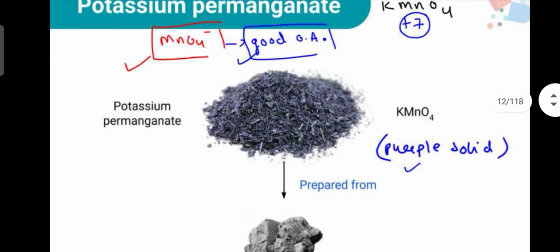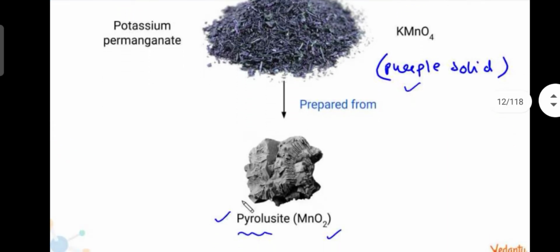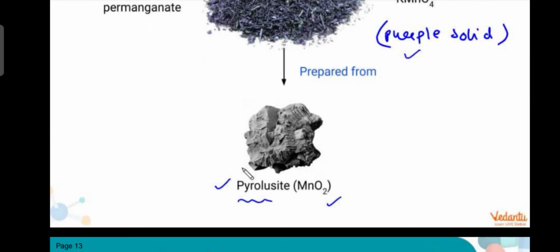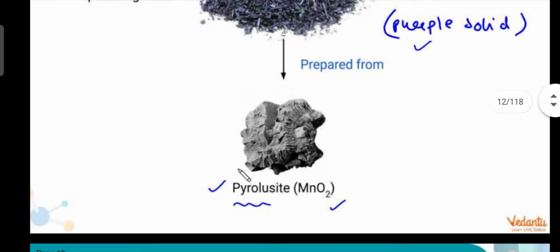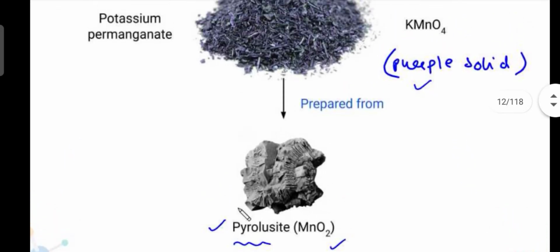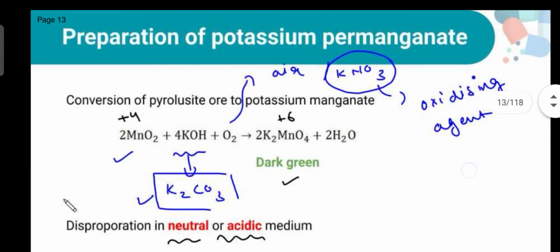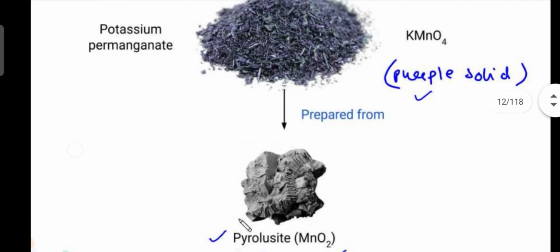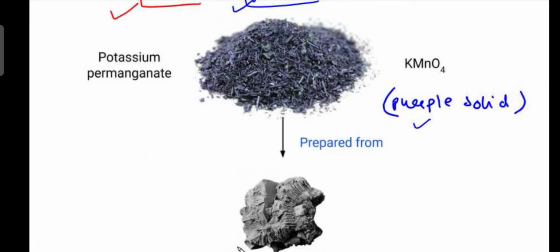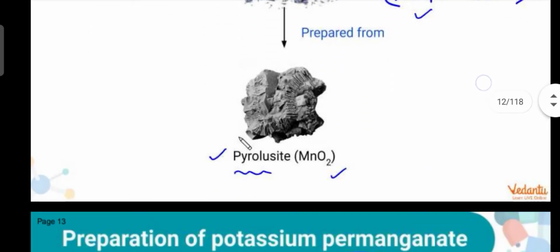It is formed from potassium manganate. So the ore is pyrolusite, manganese dioxide. It is prepared from pyrolusite. It is a purple color solid, potassium permanganate. How can you remember the name? See here, permanganate. Per is coming in permanganate and per is also coming in purple. So this is the trick to remember the color of potassium permanganate. Potassium permanganate is purple in color. It is a solid.